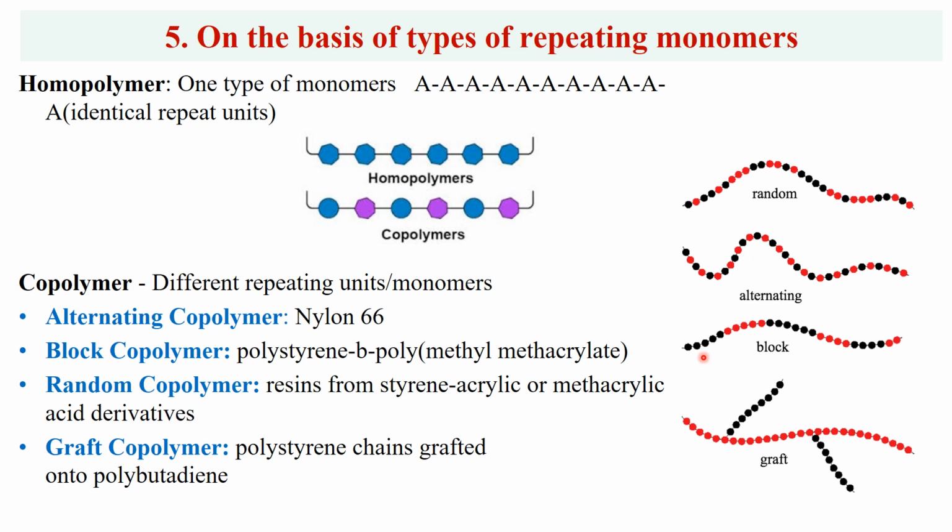The two monomers or more than two monomers are randomly arranged. An example is resins formed from styrene and acrylic or methacrylic acid derivatives. Next is graft copolymers, that is a backbone or chain consists of one type of monomers and the grafting or branching consists of second type of monomers.